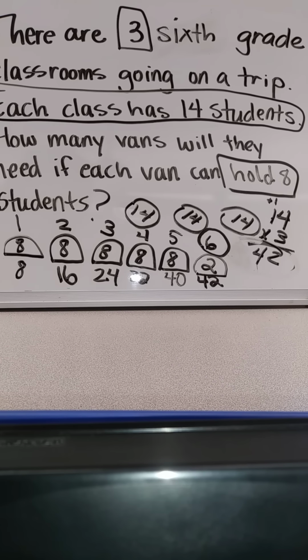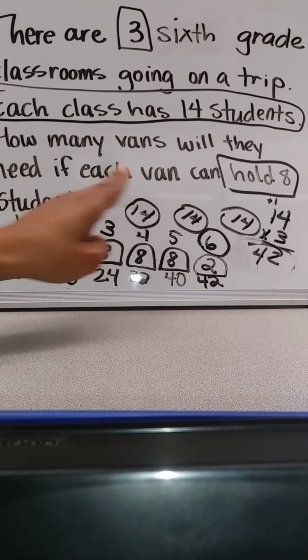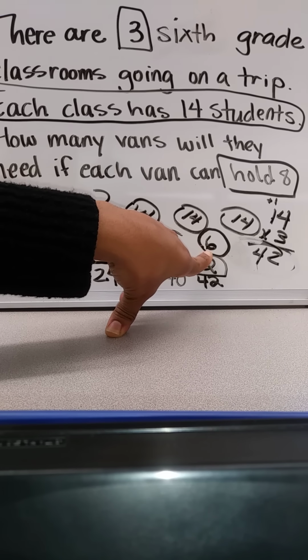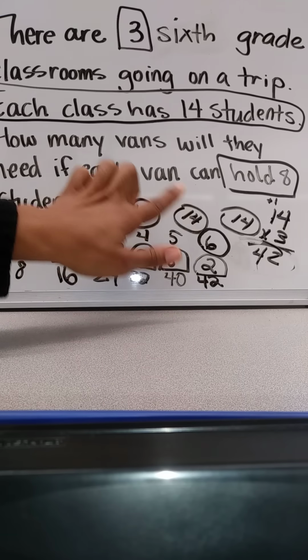Don't forget, read the problem, read it again, look for clue words, underline them, and then figure out, what do I have to do first? What do I have to do second? What do I have to do third? And then reread the question always. Make sure you answer the question. Let's do that now. How many vans will they need if each van can hold 8 students? Okay, 6. So they will need 6 vans. So I'm making sure I'm answering the question.